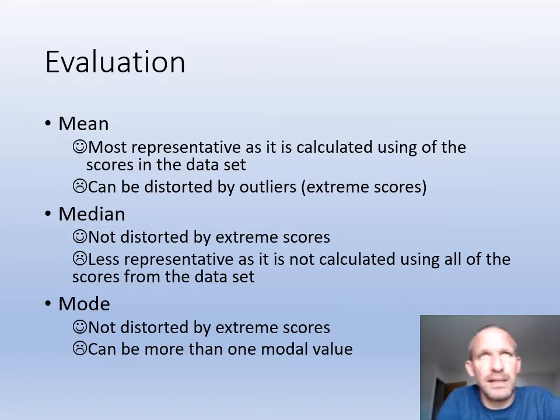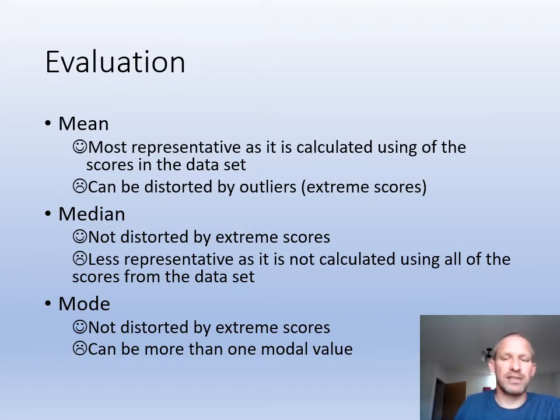Now, they do have the pros and cons that you need to be aware of. The mean is the most representative because it's calculated using all of the values, whereas the median is less representative because you're just looking at the central value. So, as with many things, as we've said before, in research methods, the strength of one is the limitation of the other. Now, a crucial thing for you to look out for is outlying scores or extreme values.